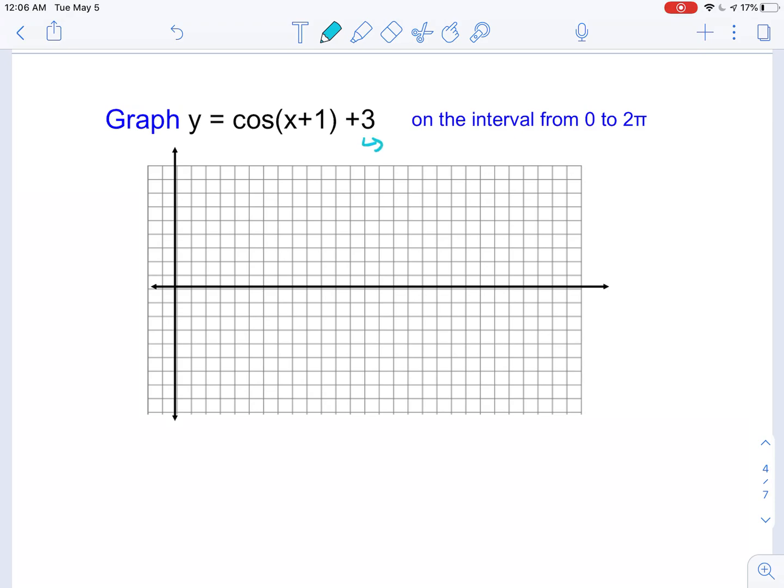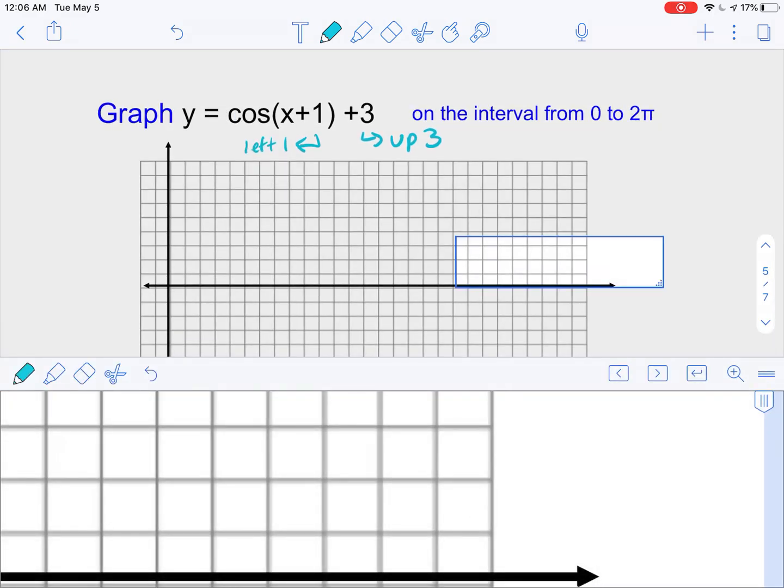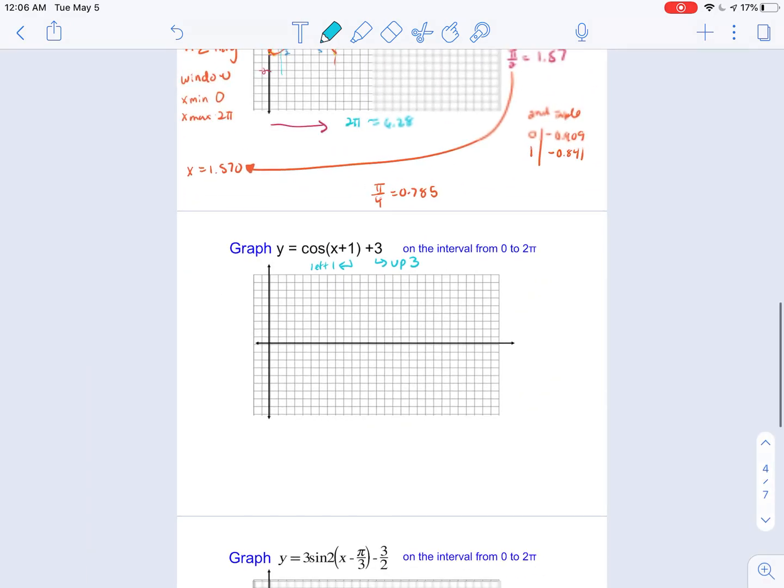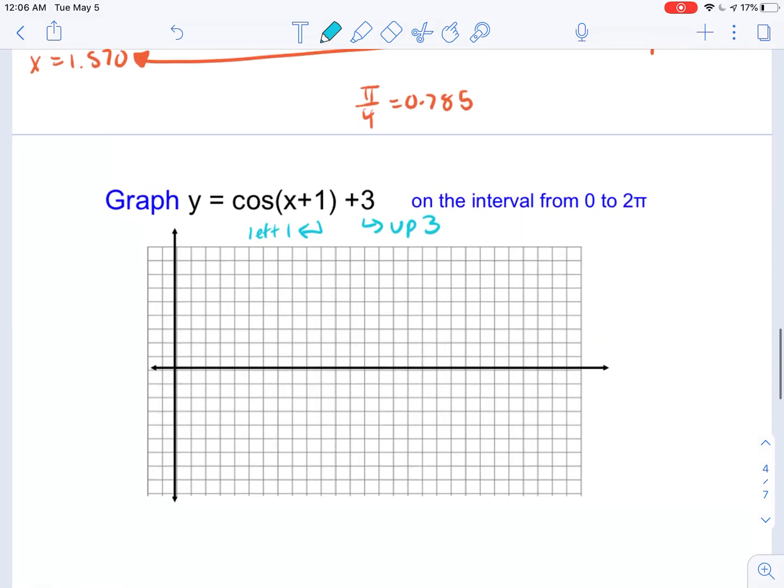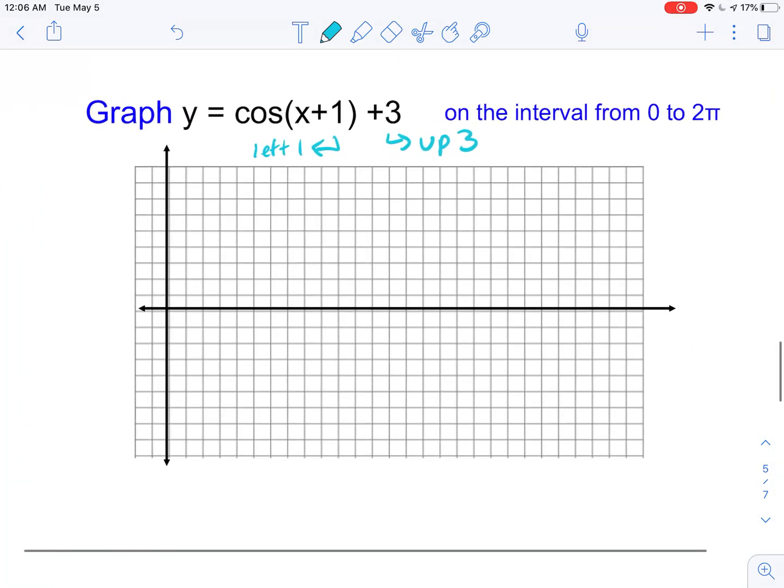Graph cosine of x plus 1, plus 3. Well, first let's talk about what changes are happening. Well, this is taking my cosine graph and shifting it up 3 units and shifting it to the left 1 unit, right? Because plus will bring me to my left. Okay, so now what do I have to do? Well, I start in the same place that I would for every single other graph.